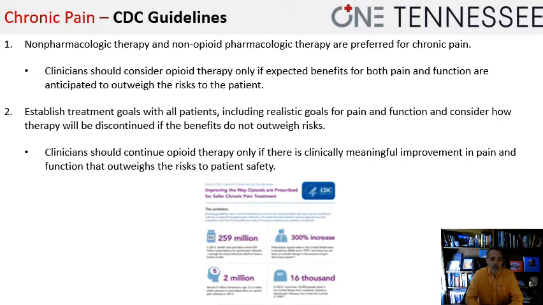So we're oftentimes working with patients, and a pain score of zero is not realistic. If you have a patient that's being treated with opioids who reports a zero pain score, then they're over-medicated. It should be to increase function, not completely eliminate the pain. So clinicians should continue opioid therapy only if there is clinically meaningful improvement in pain and function that outweighs those risks.